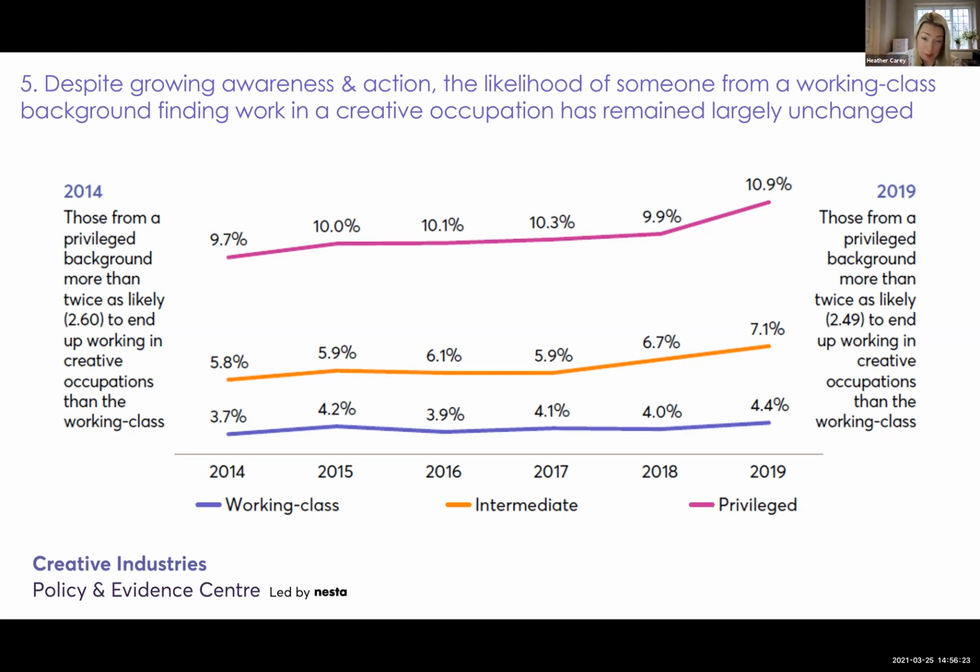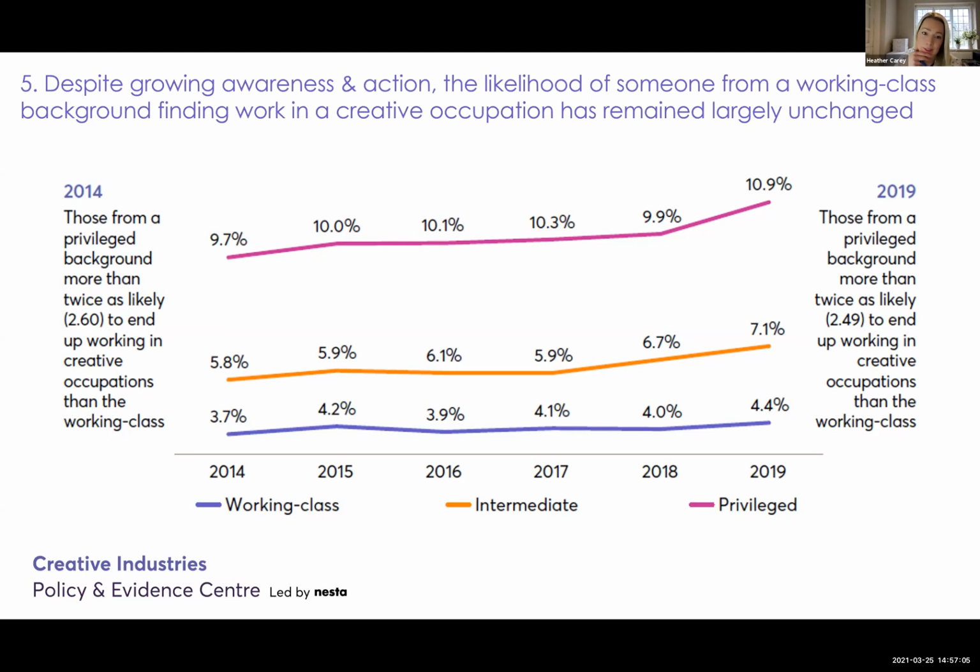So this is the gap essentially between the pink line at the top and the purple line at the bottom. And what you can see is that the likelihood of someone from a working class background finding work in a creative occupation has remained largely unchanged since 2014. And we use 2014 because that's the first time in which we could get robust data from the labour force survey on this. I'd hazard a guess if we had data going back 2 decades, we haven't seen great progress then either. So really what the data has achieved for us and for industry is it's created that burning platform for change. That critical, compelling case for collaborative action on social mobility.